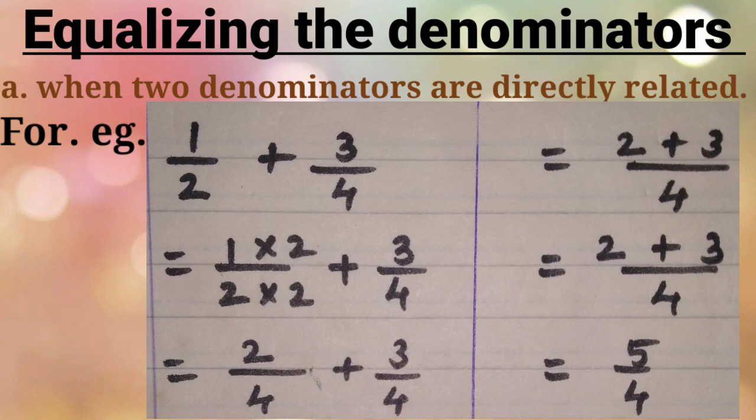So, to make both the denominators equal, simply multiplying the fraction 1 upon 2 by 2 will be sufficient. Doing that, we will get the like fractions 2 upon 4 and 3 upon 4, which can be added to get the answer 5 upon 4. This was the first way of equalizing the denominators.